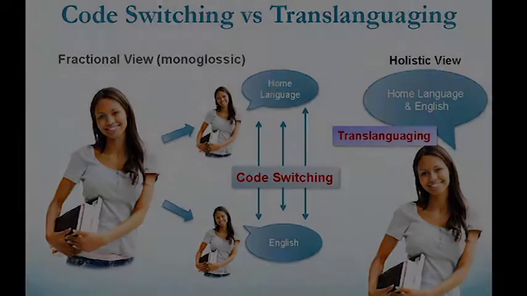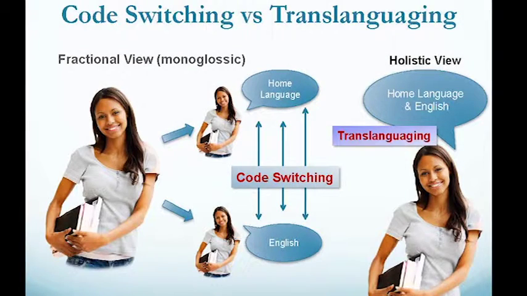And you know, I think when we see it happening, when people are switching and alternating between languages, it would look the same, right? But the theoretical understanding behind it is very different. And that's why we're using this language. So code switching really comes out of a fractional or monoglossic view of language, where there are two codes in our body, kind of like the cell phone, right? And you're switching between those two linguistic codes.